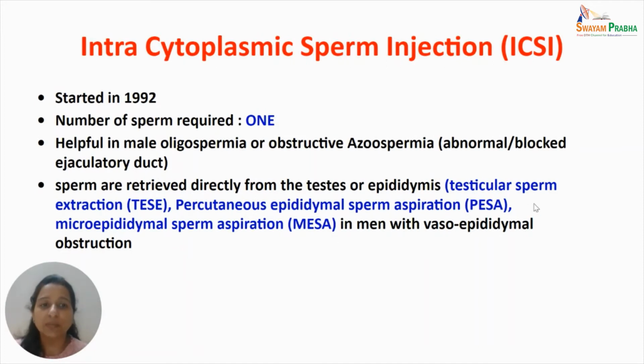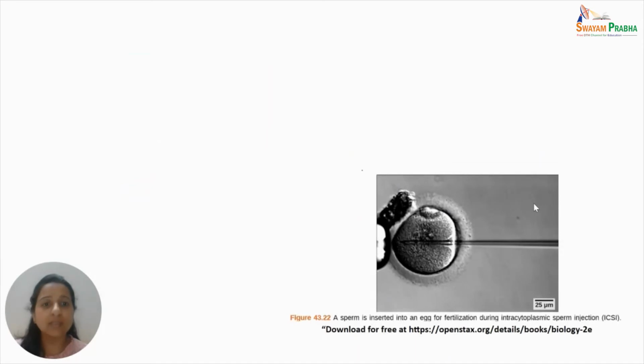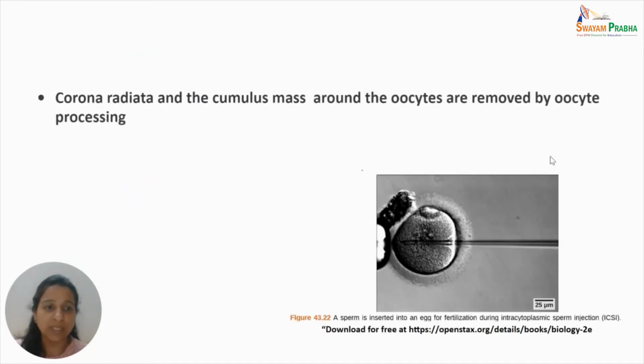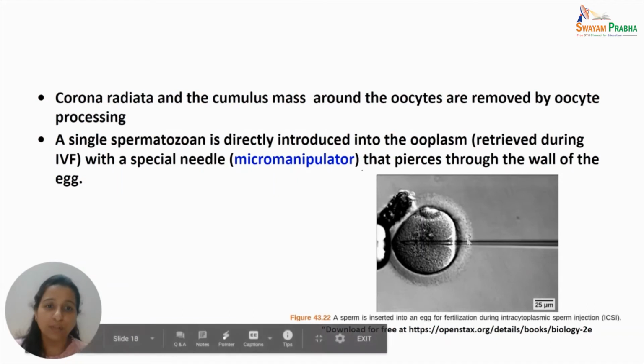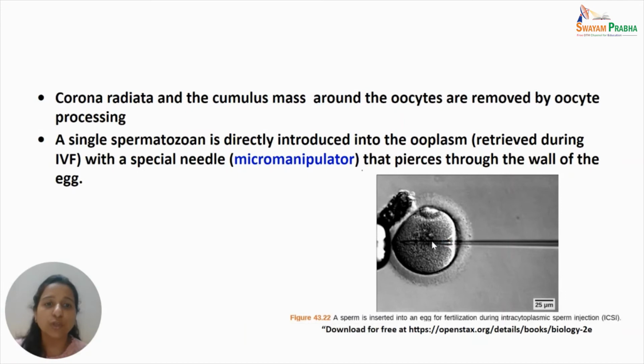which have vasoepididymal obstruction. This is the diagram which shows an intracytoplasmic sperm injection. After the corona radiata and cumulus mass around the oocytes are removed by oocyte processing, a single spermatozoon is directly introduced into the ooplasm, which has been retrieved during IVF, and this process is done with a special needle known as micromanipulator, which pierces through the wall of the egg and is thus able to successfully load a single sperm into the ooplasm so as to ensure fertilization.